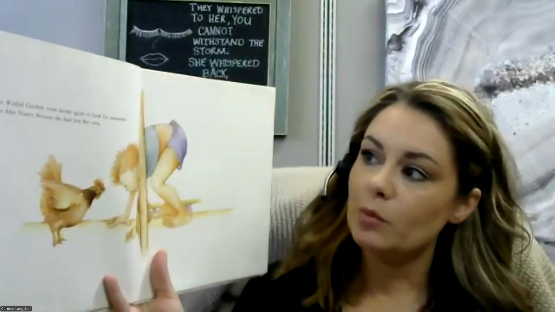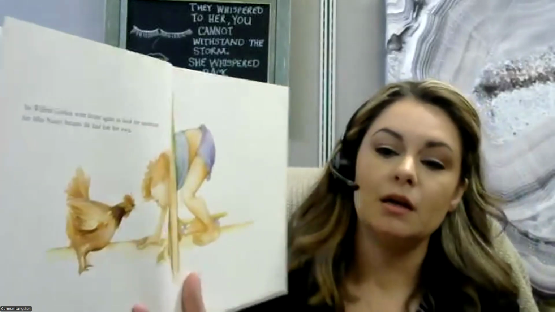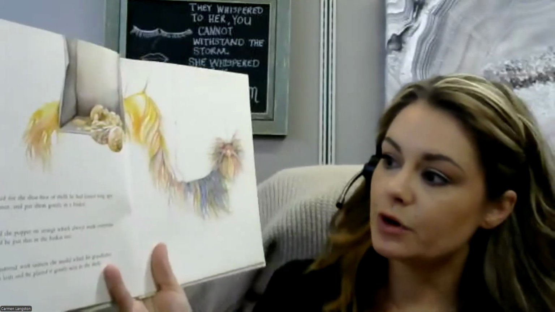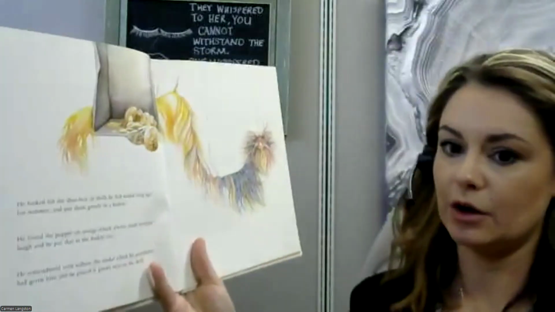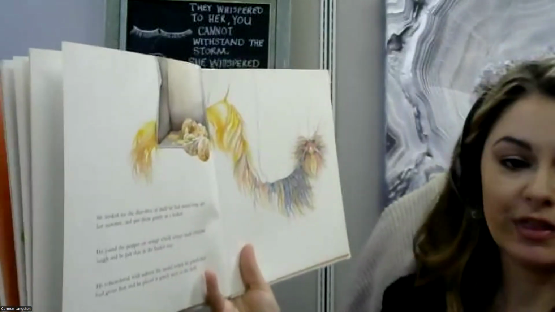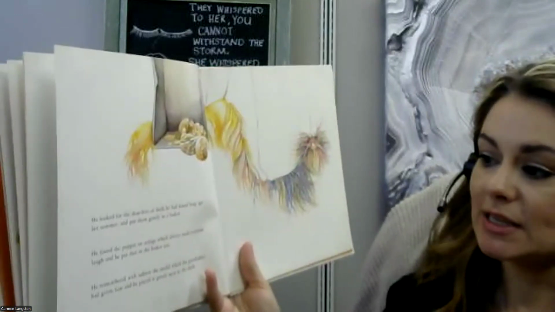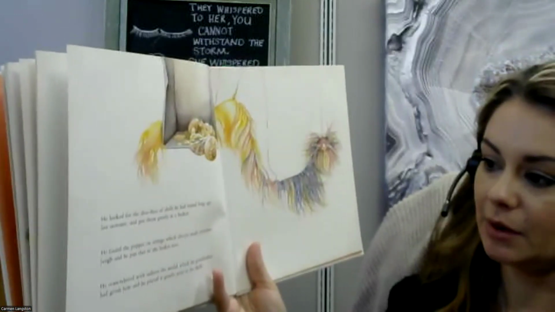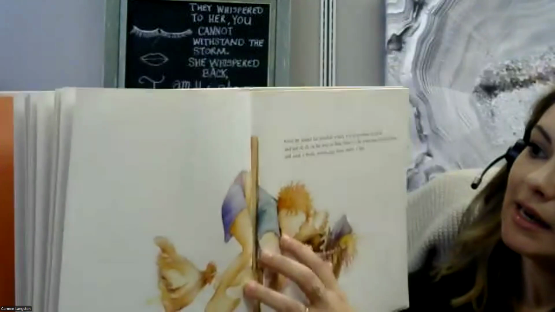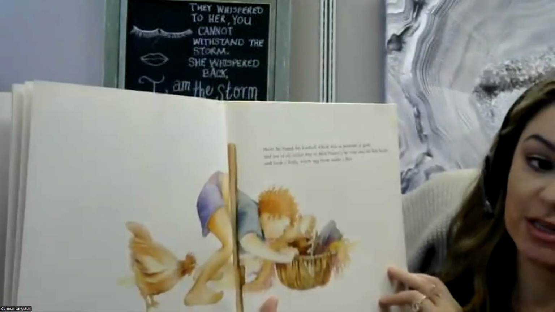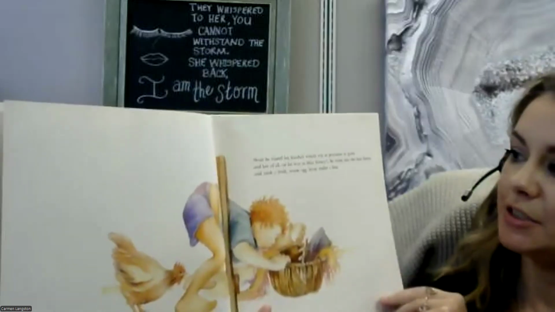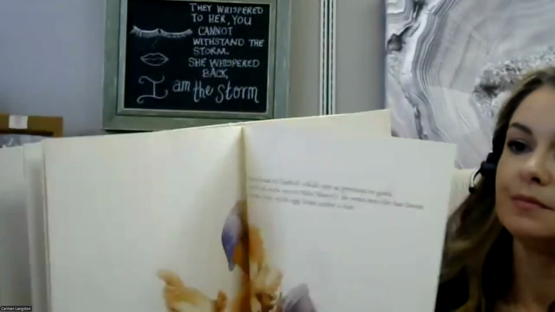So Wilfred Gordon went home again to look for memories for Miss Nancy because she had lost her own. He looked for the shoebox of shells he had found long ago last summer. He found the puppet on strings, which always made everyone laugh, and he put that in the basket too. He remembered with sadness the medal which his grandfather had given him, and he placed it gently next to the shells. Next he found his football, which was as precious as gold, and last of all, on his way to Miss Nancy's, he went into the hen house and took a fresh, warm egg from under a hen.